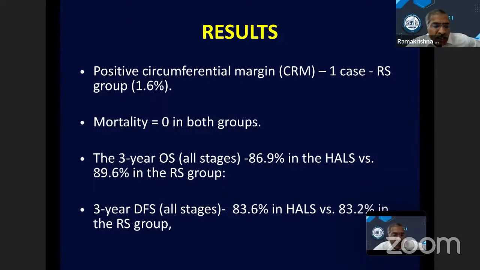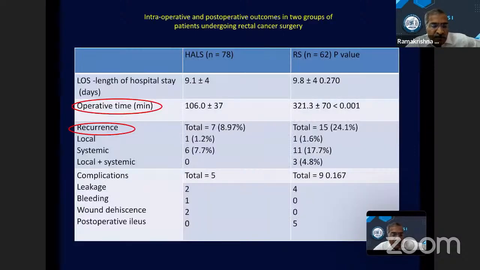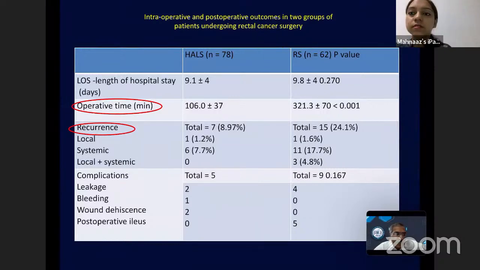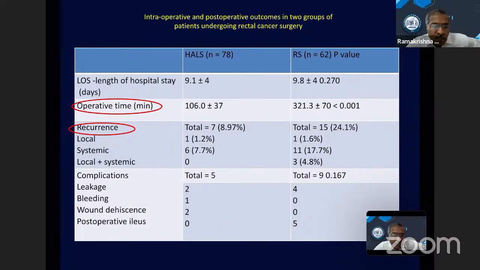Here they have mentioned disease-free survival 83% in both the groups, more or less 83. So if this is the case, then the recurrence rate also should be the same in both the groups. Go to the next slide now. Next slide, sir. Here you see. Stop there. Here the recurrence rate is 9% in the HALS group and 24% here. When these two are differing, how can disease-free survival be equal in both the groups?